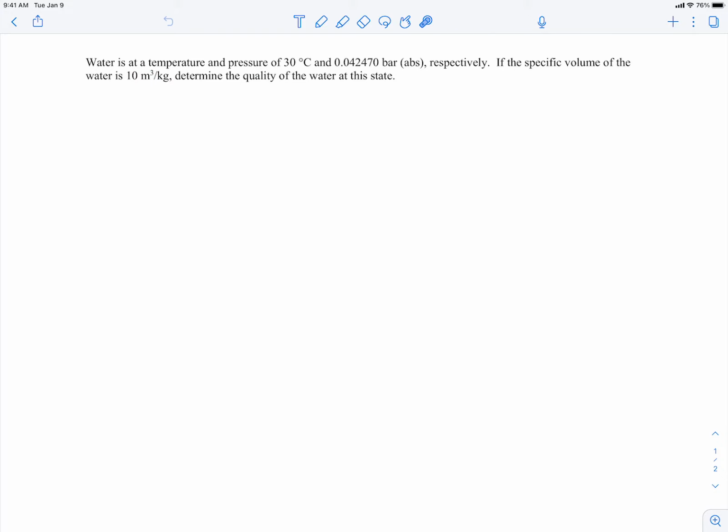So since we're asked to determine the quality of the water, that means that we're going to be in the saturated liquid vapor mixture state. So what I'm going to do is go to the saturated liquid vapor mixture table for water, and I'm going to use the table organized according to temperature just because that's a nice round temperature at 30 degrees C, and see what the specific volume is for the saturated liquid phase and the saturated vapor phase, and then compare that to the 10 cubic meters per kilogram. So let's go to that table.